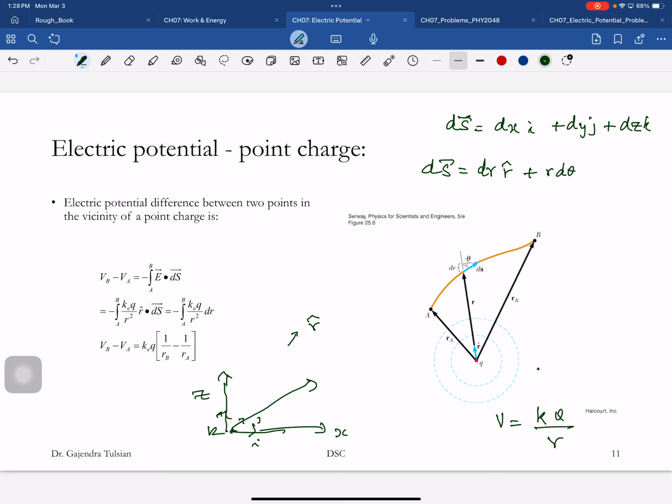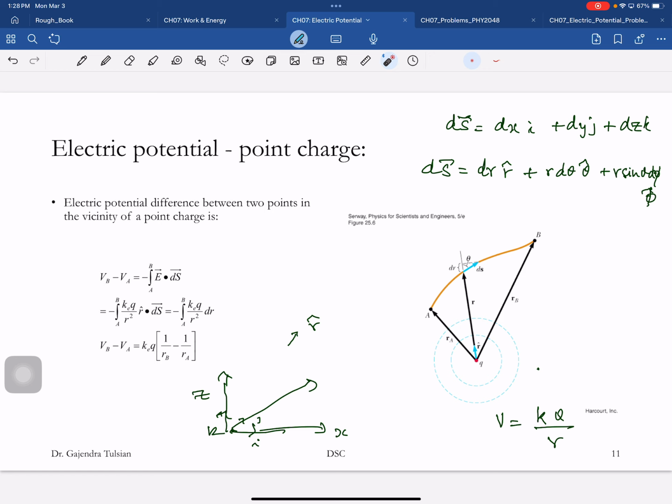R d theta, theta hat, plus r sine theta d phi, phi hat. Again, you learned this in Calc 3. If you haven't seen it, don't worry about it. It's just a little displacement. If you use a different coordinate system, you're just expressing the same vector in a different language. It's the same vector, that's all. Okay?